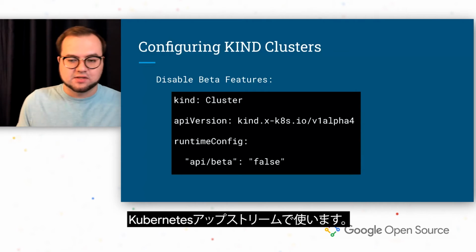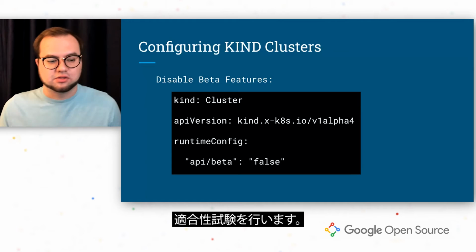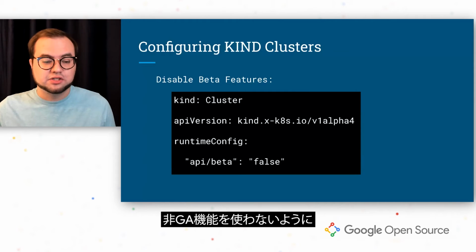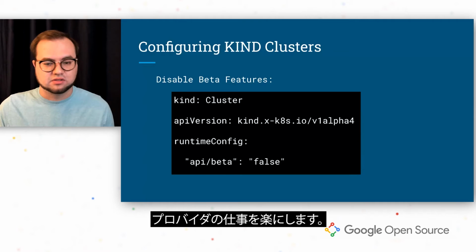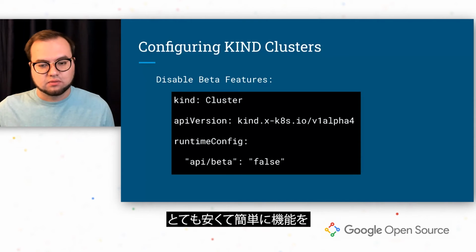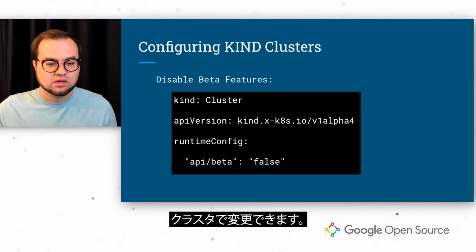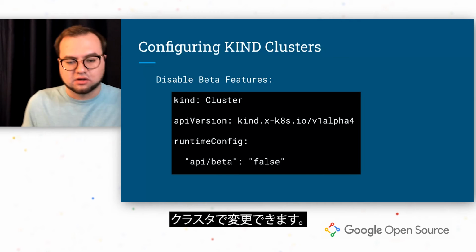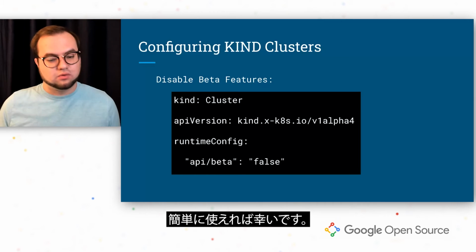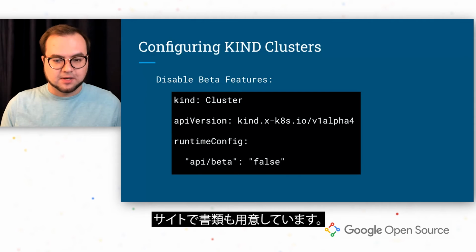We use this in Kubernetes upstream. We do conformance tests and make sure that they're not depending on non-GA features, so it's easier for providers to meet this. So it's a really cheap and easy way to toggle features and functionality in your cluster. We hope this is very easy to use. And there's more docs on this on the site.